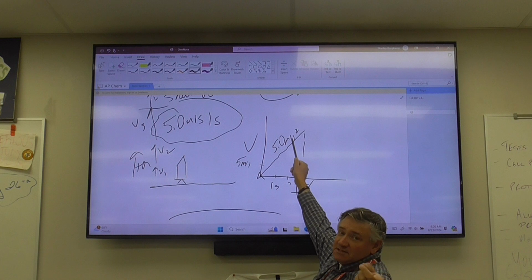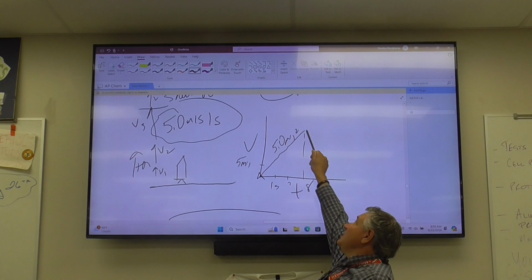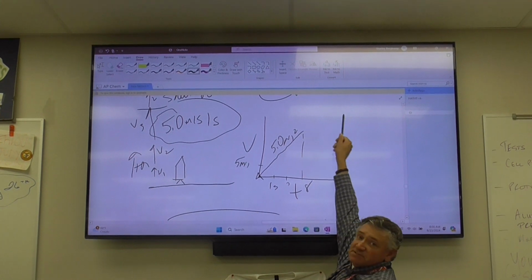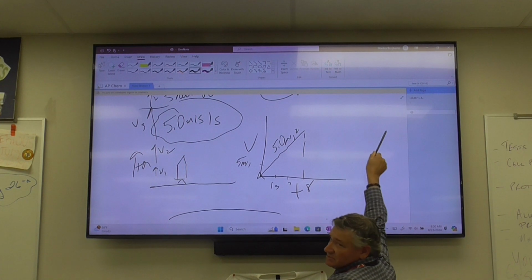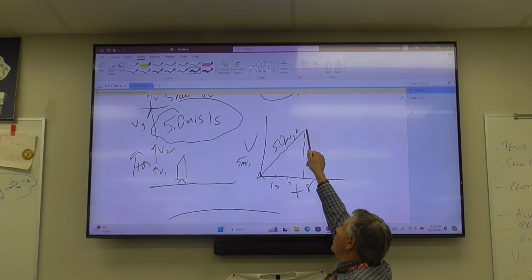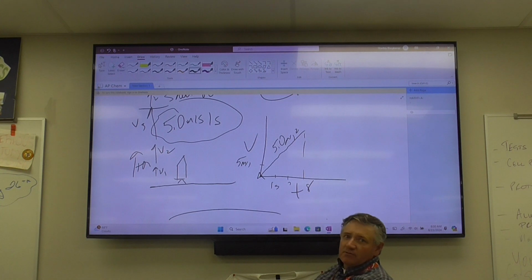One of 3 things is going to happen to that rocket. Either it's going to continue to speed up, it's going to reach a constant velocity and just go across like this, or it's going to begin to slow down. What's it going to do? Slow down. And it's going to slow down at the rate of 10 meters per second.